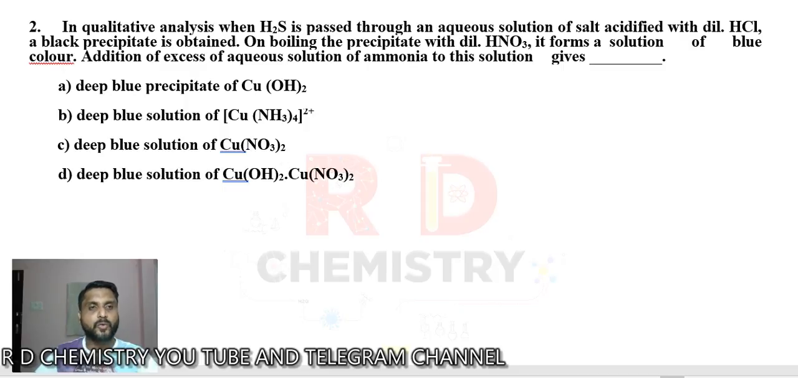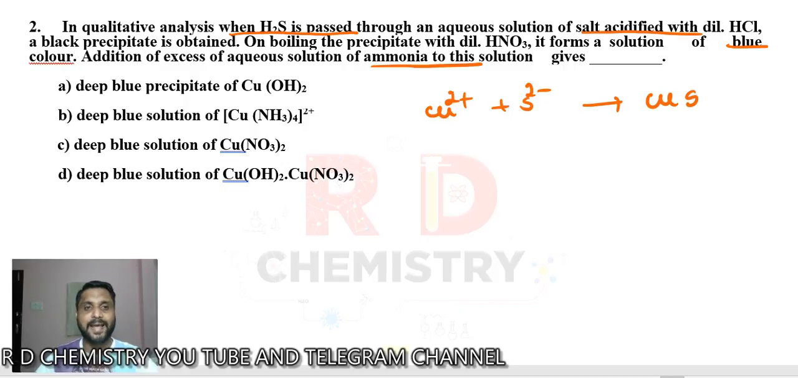Question number 2. In qualitative analysis, H2S is passed through the aqueous solution of a salt acidified with dilute HCl. Finally, we are supposed to find out the salt that, with aqueous ammonia, gives the blue color. Blue color has been mentioned here, and now we want that salt. So if there is copper 2 plus, it will combine with the sulfide from the H2S and give cuprous sulfide, which is actually black in color.